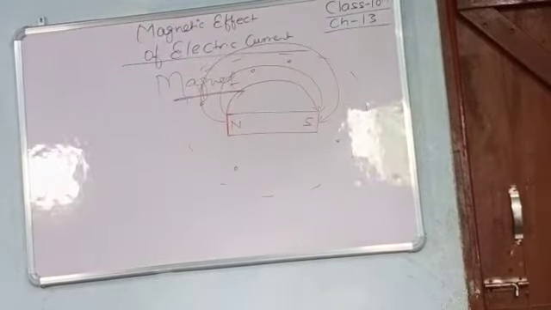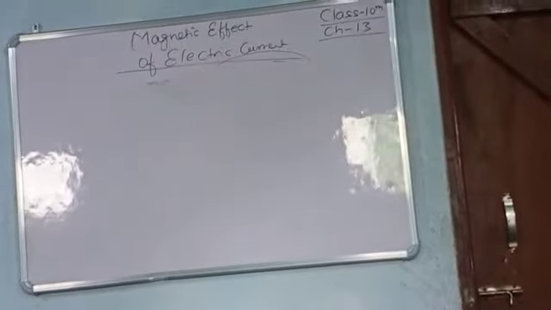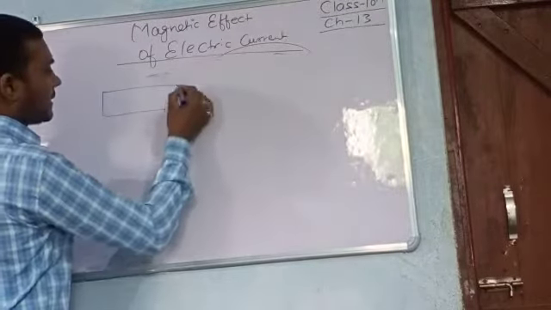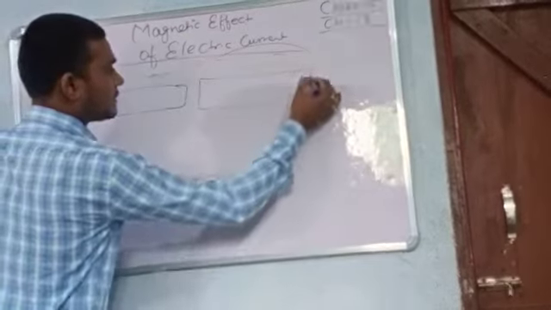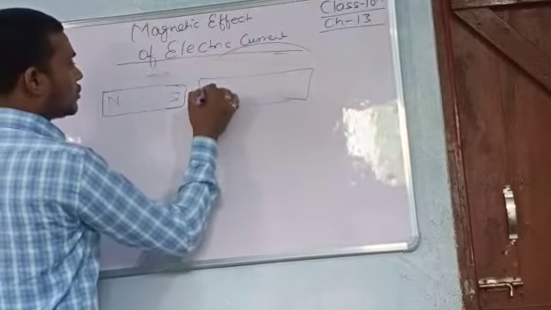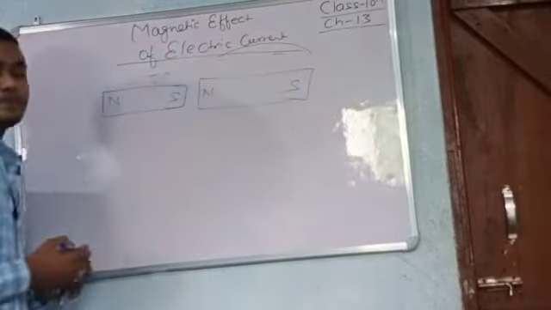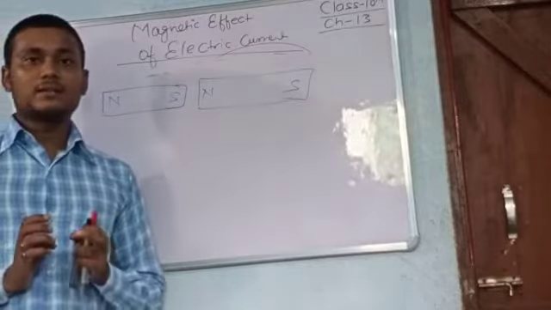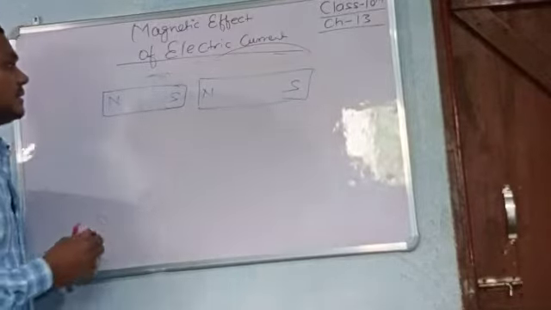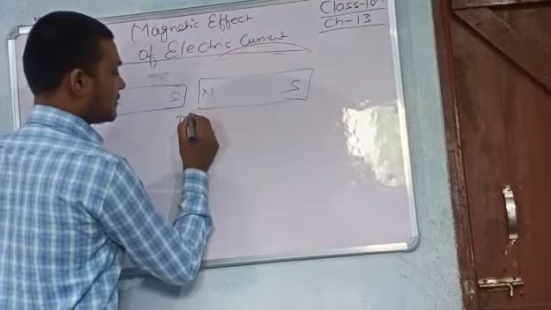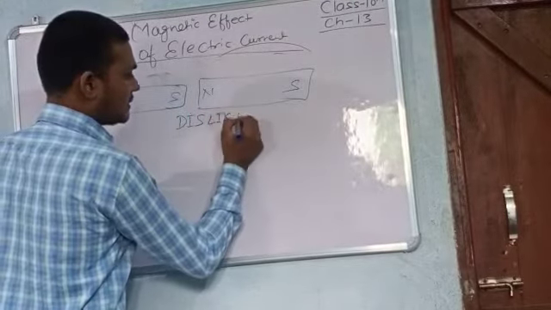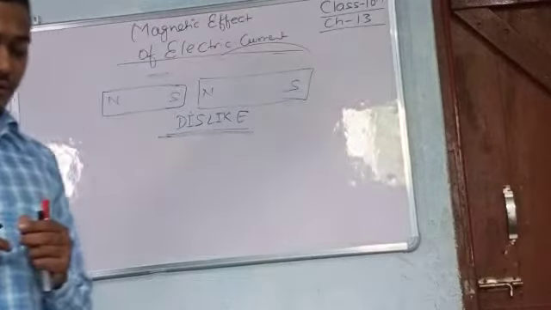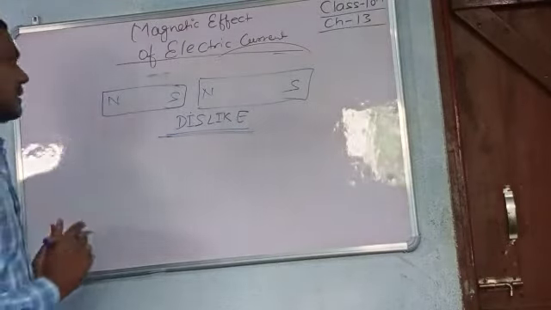We have to consider this in understanding all the effects of magnetism. Now we talk about the next thing. If we take two bar magnets, each having a north pole and a south pole, let us see this property of magnets: unlike poles attract each other.